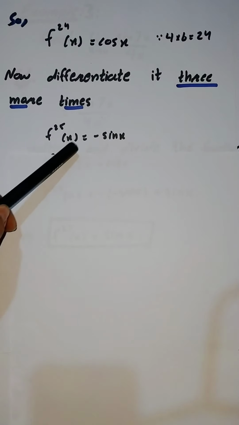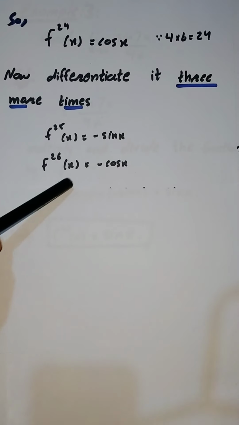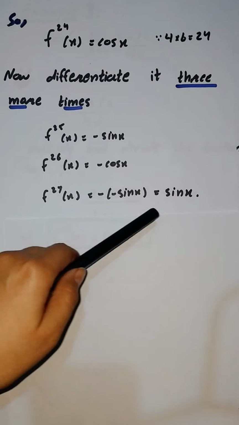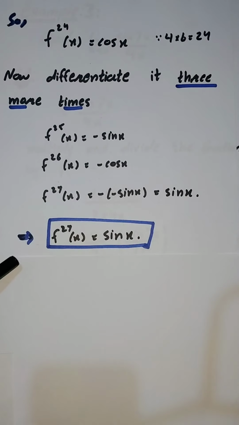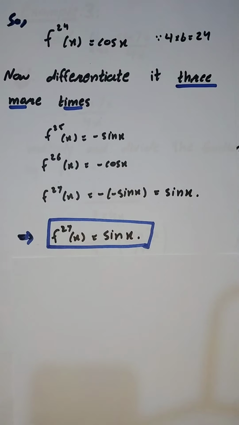Now differentiate it 3 more times to get the 27th derivative, and it will become: the 25th derivative is equal to minus sin x, the 26th is equal to minus cos x, and the 27th is equal to sin x. So this is how we can find the 27th derivative of cos x, which will give us sin x. This is how we use the laws of derivative and the derivative of trigonometric functions to find the derivative of trigonometric functions.